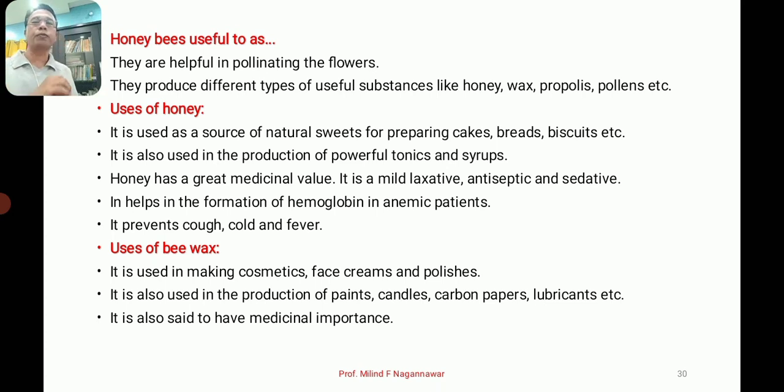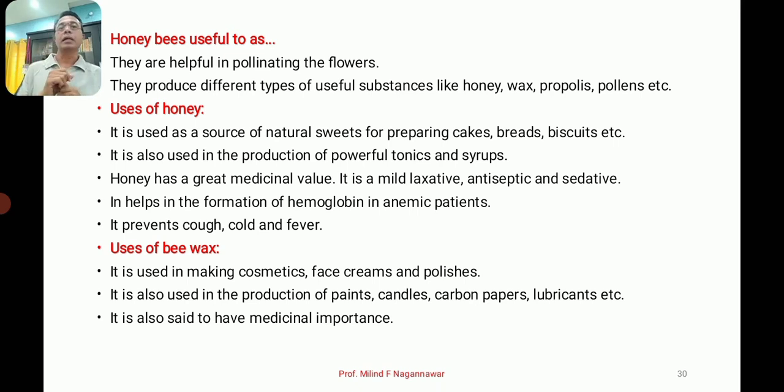Now, what is the use of the honey? There are vast or wide uses of the honey. It is the main source of natural sweetness for preparing cakes, breads, biscuits, and many other bakery products. Is it clear? The honey is used for all these things, preparing cakes, breads, biscuits, etc. A main source of sweet it is.